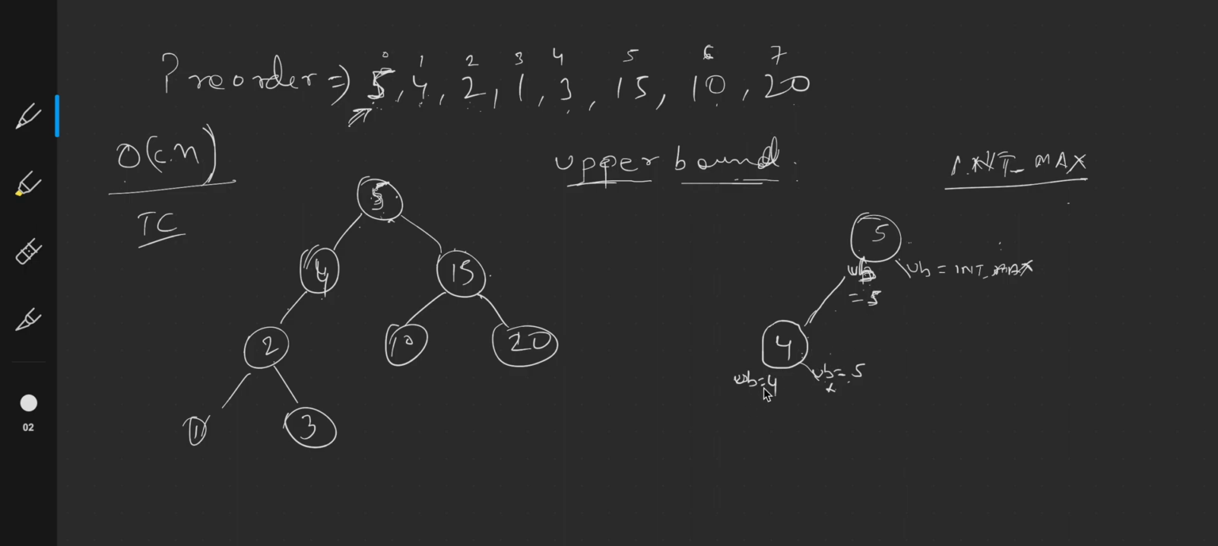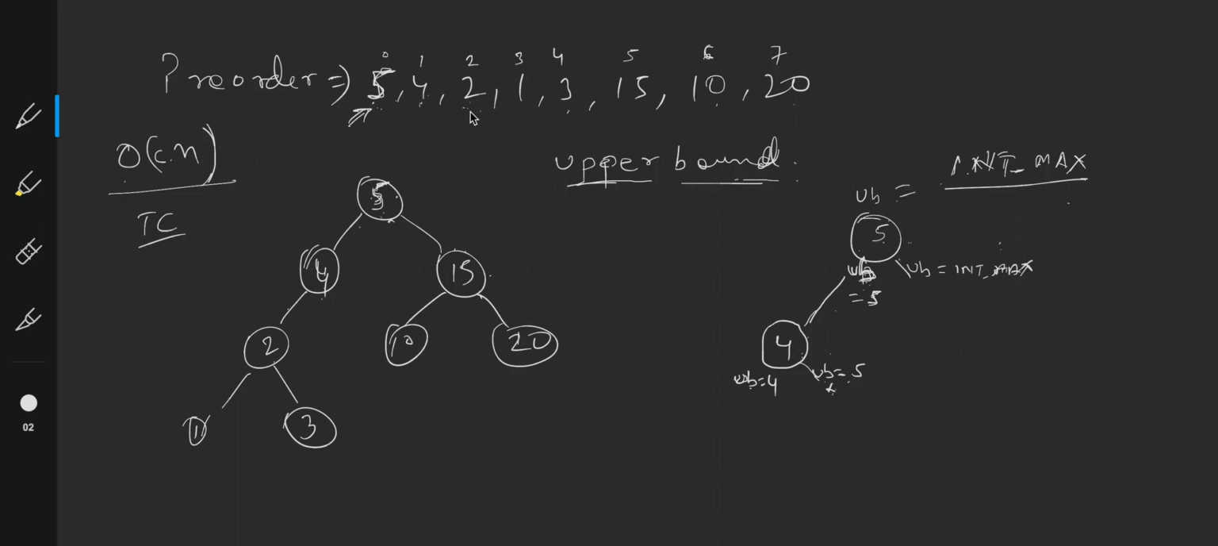So for the left child, we update the upper bound, but for the right child, we just take the previous upper bound. This is what we did in the case of 5 also. The previous upper bound was int max. So for the left child, we made upper bound equal to the current element, but for the right subtree, the upper bound was equal to the previous upper bound, which is int max only.